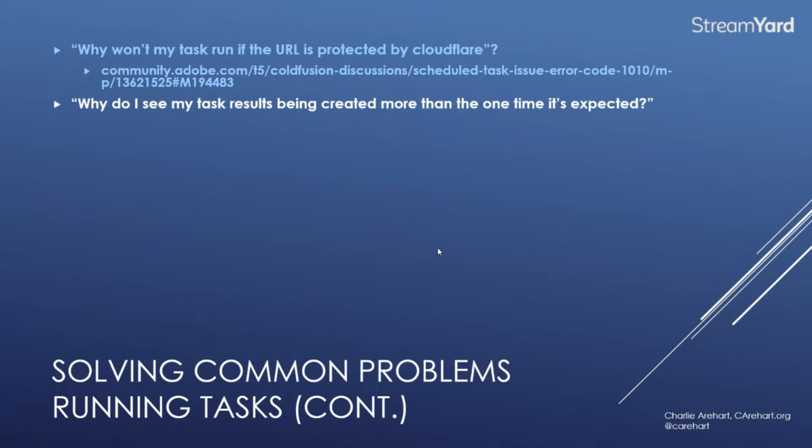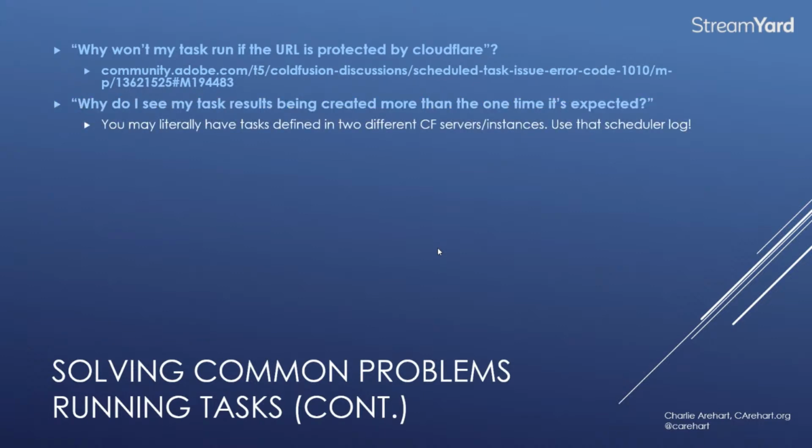Why do I see my task results being created more than once, right? People say this all the time. My scheduled tasks are running twice. What the hell's going on here? Well, let me tell you, you might literally have your tasks defined in 2 different instances. Remember how I said you ought to pause them when you import them? People don't think to do that. So they go, no, it's not running twice.